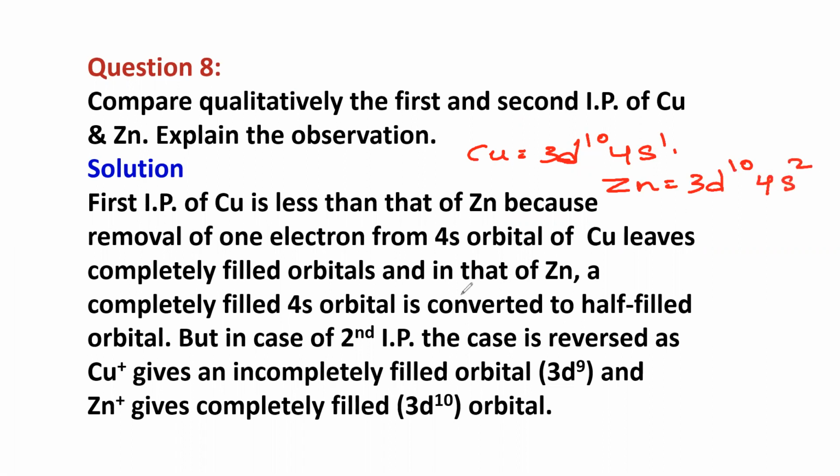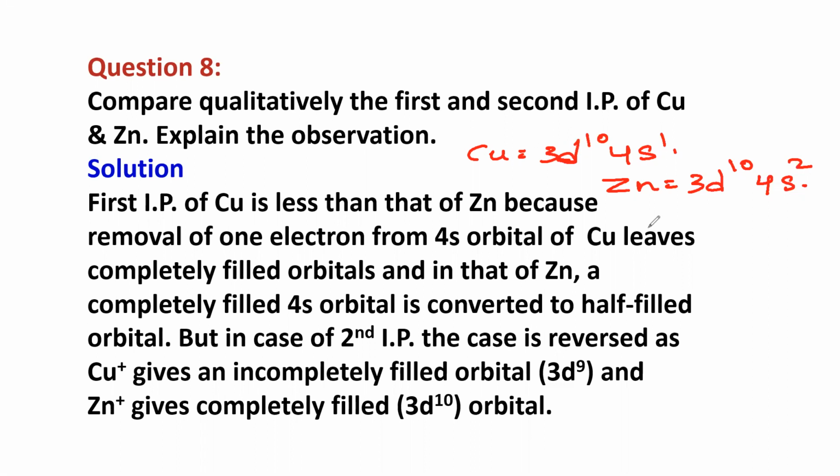This is the outermost configuration of copper and zinc. First, the ionization potential of copper is less than that of zinc, because removal of one electron from the 4s orbital of Cu leaves completely filled d orbitals, whereas in zinc, a completely filled 4s orbital is converted into a half filled orbital. So definitely zinc has more ionization potential than copper, because the electron should be removed from a stable configuration. So that is 3d10 4s2 in case of zinc.